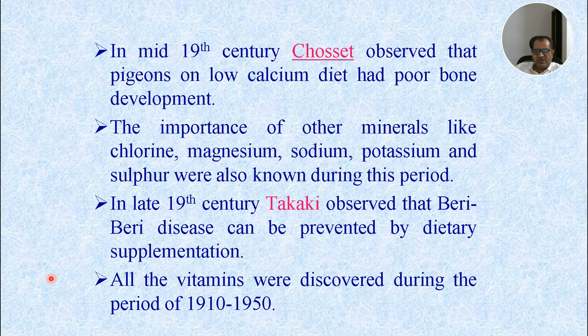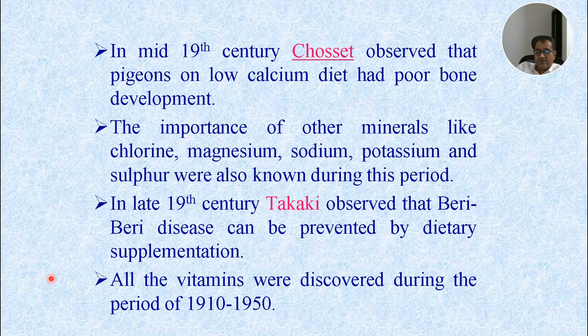Then the importance of other minerals like chlorine, magnesium, sodium, potassium, and also sulfur were known during the period of Gosset. Then in the late 19th century, Takaki observed that beriberi, one of the important diseases, can be prevented by dietary supplementation, especially with different important constituents and mineral supplements.